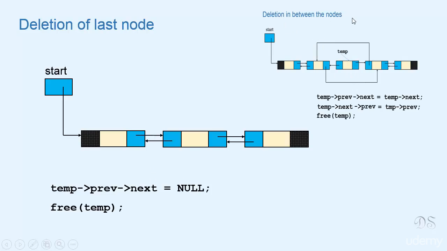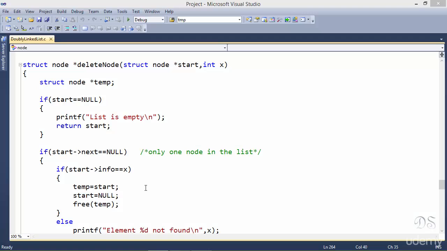Now this was a case of deletion in between the nodes. Now we can see that this statement temp next previous is equal to temp previous will not be valid here because here temp next is null. So these two cases have to be handled separately. Now let's see the function for this deletion.